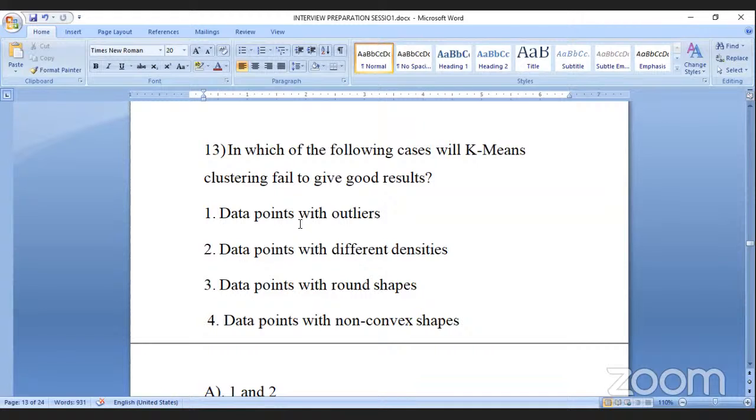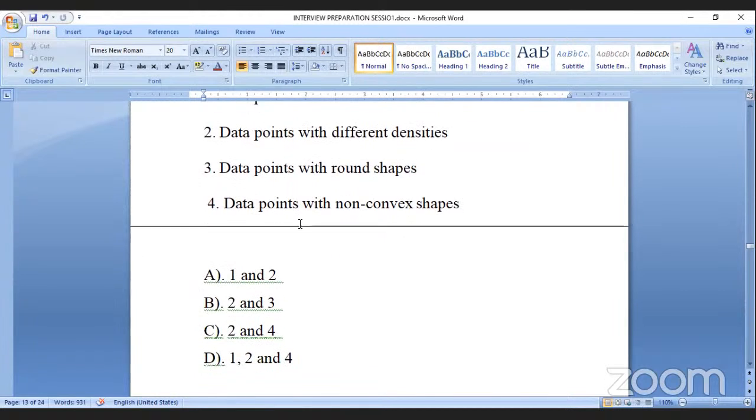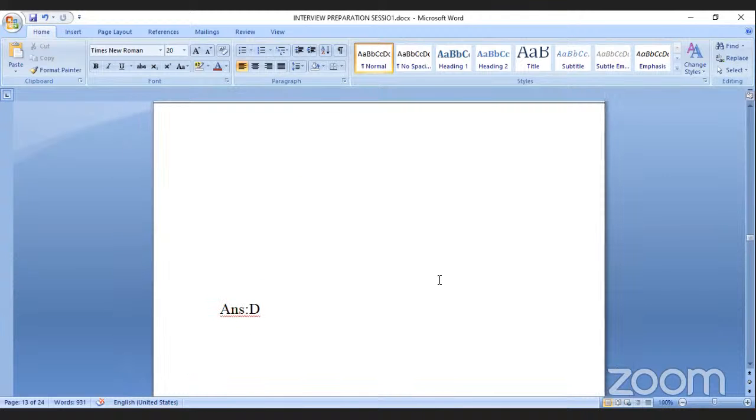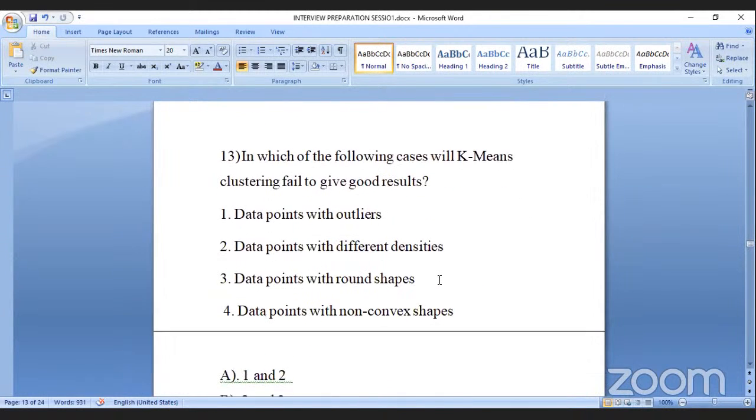So the third condition is data points with round shapes. Fourth is data points with non-convex shapes. You have the four options: 1 and 2, 2 and 3, 2 and 4, and 1, 2 and 4. Try to display the questions also.